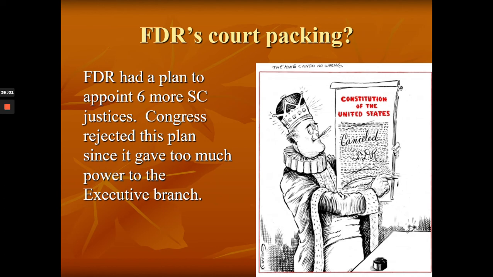Well, this plan was rejected by Congress because even though Congress were Democrats and FDR was a Democrat, Congress said, no, no, no, no, Mr. President. That would give the president too much power.